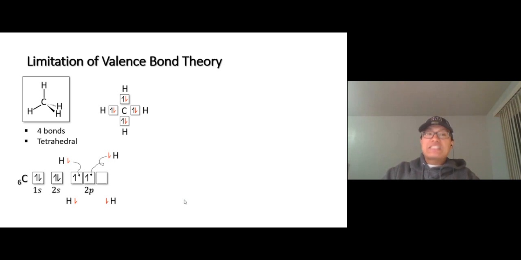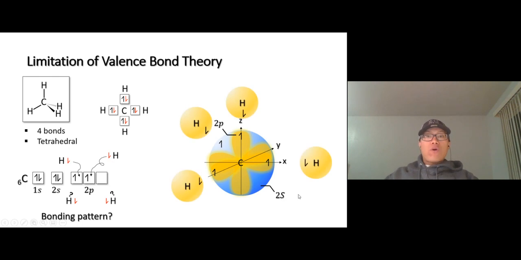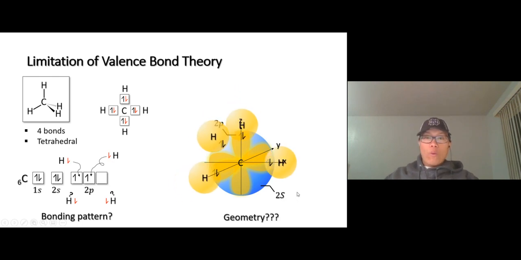But let's say somehow this carbon has 4 half-filled orbitals. Take a look at the valence shell of carbon. We have the 2s orbital and 2p, this is the px orbital, py, pz. Somehow, out of thin air, this carbon has 4 half-filled orbitals. Look at that. Each orbital has 1 electron, and then the hydrogens come to overlap. What geometry is that? That doesn't make any sense, right? So valence bond theory failed to explain how atoms form bonds in molecules and how to explain the geometry.